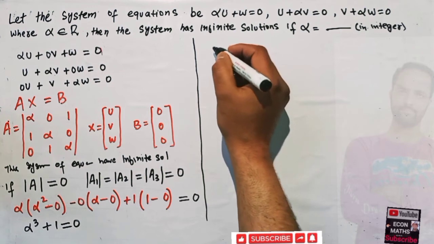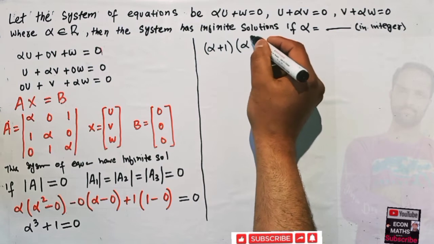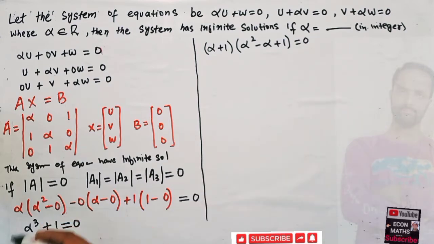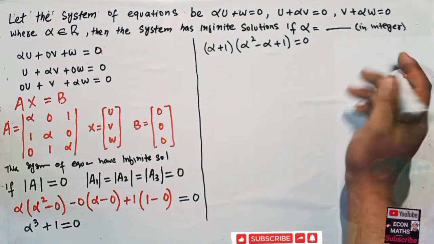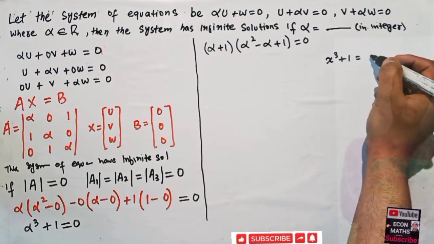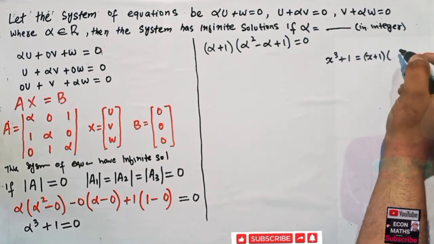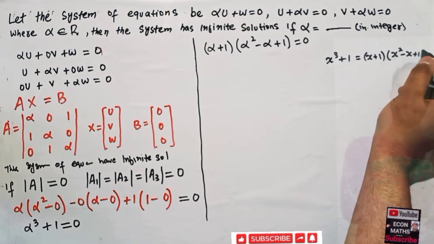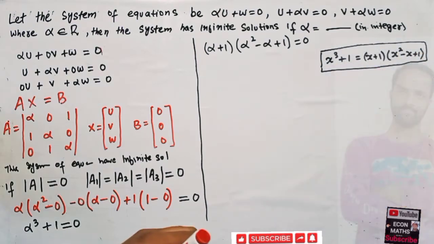We can write it like this: alpha plus 1 into alpha square minus alpha plus 1 should be equal to 0. I am just expanding this here because we have a cube, or I can write it like this: x cube plus 1 is always equal to x plus 1 into x square minus x plus 1. This is the basic formula which I guess you know. So this straightforwardly comes from the factorization.